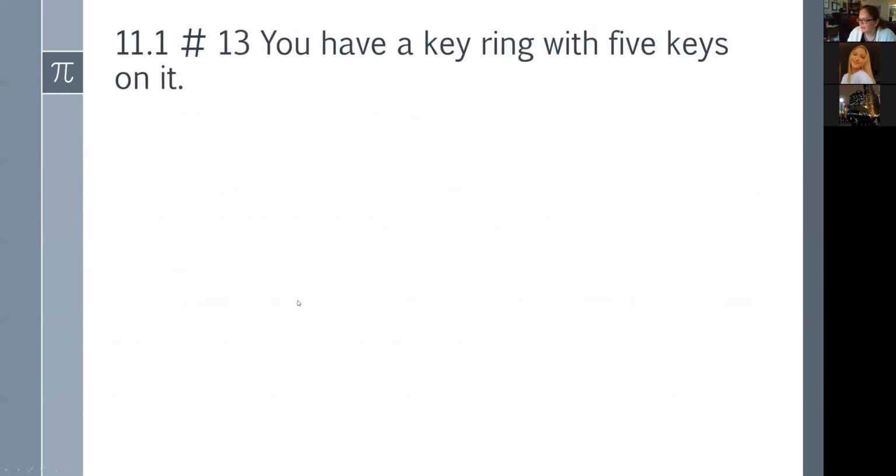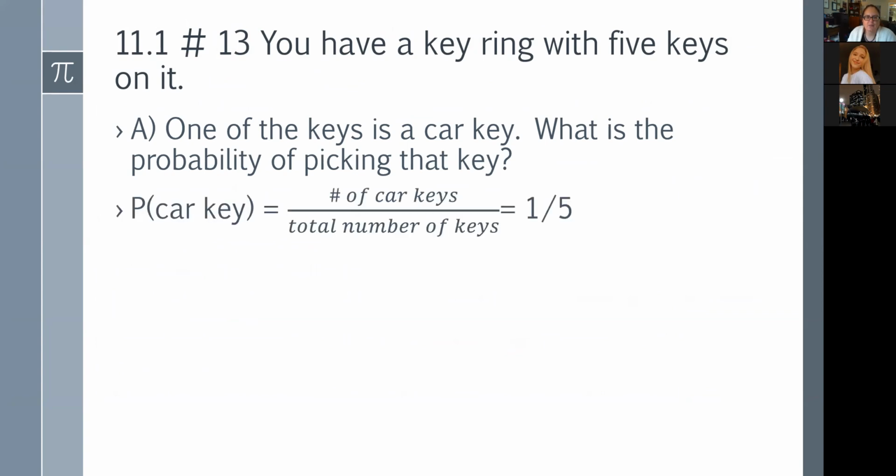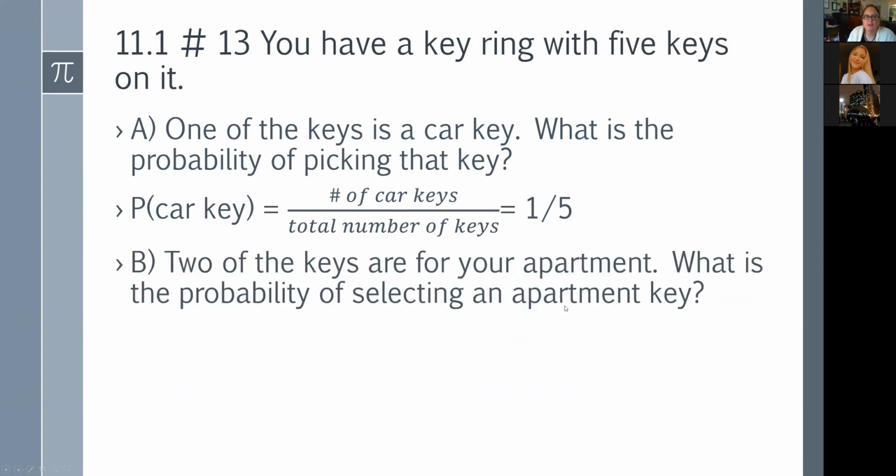Number 13 says we have a key ring with 5 keys on it. One of the keys is a car key. What is the probability of picking that key? Well, it's just the number of car keys out of the total number, which is 1 out of 5.